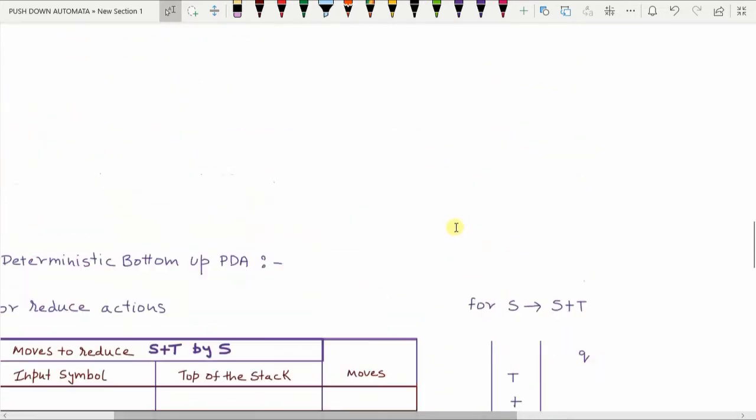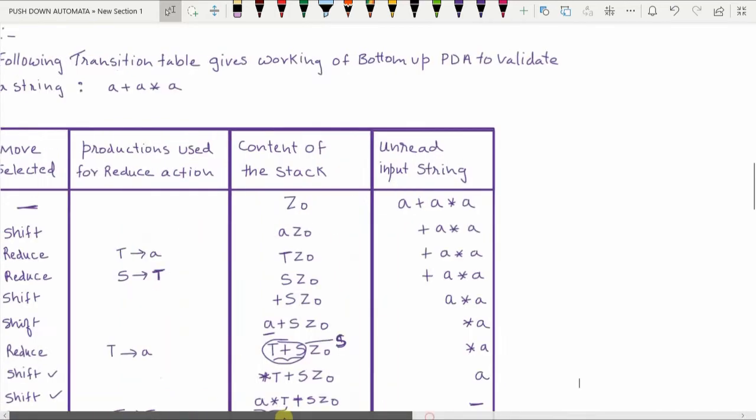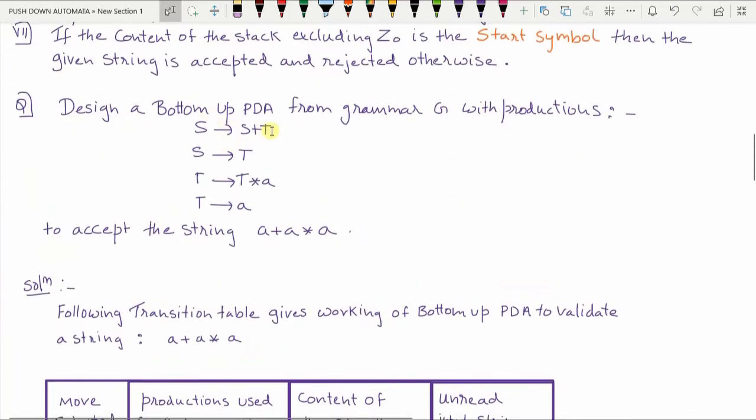how many productions are there. The productions given to us, the first one is S gives S plus T. So one transition table for the reduce section of this particular production you will have to design. Then another transition table for the reduce section of this production, a third transition table for the reduce section of this production, a fourth transition table for the reduce section of this production, and one more extra transition table for the accepting state. Always remember. I will tell you now how to design the transition tables.